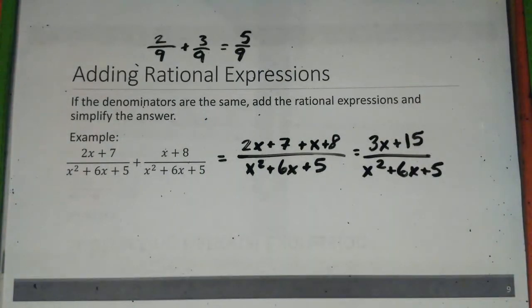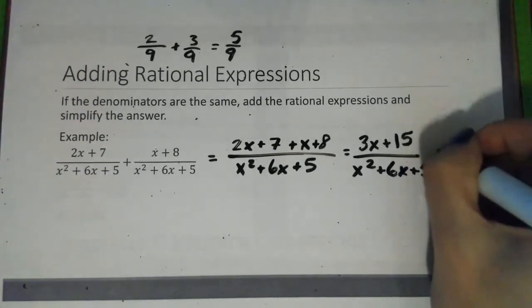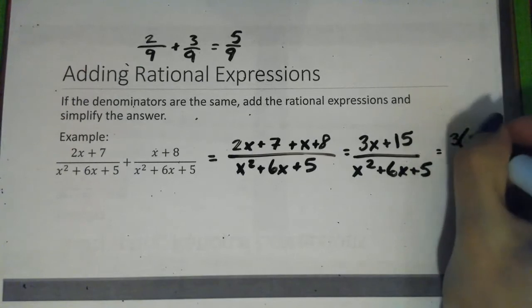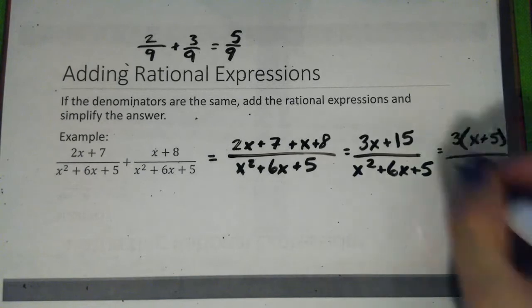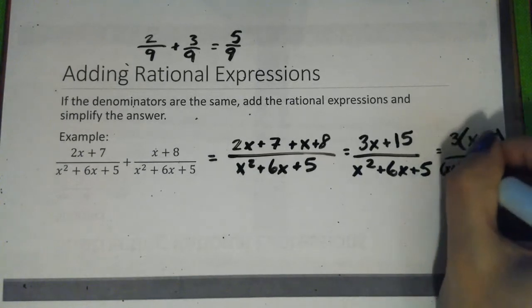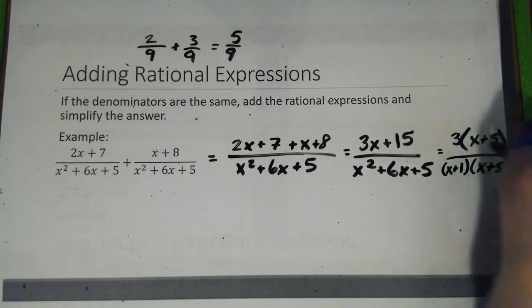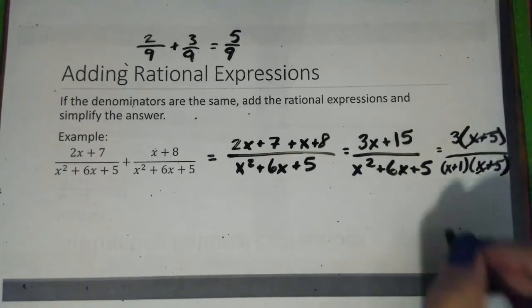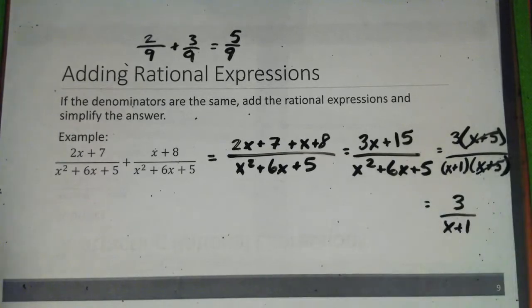But just like we do with other fractions, we need to see if this reduces. And to see if it reduces or simplifies, that means we have to factor it. So in my numerator, I can factor out a greatest common factor of 3, which leaves me with x plus 5. In my denominator, that factors into x plus 1 times x plus 5. And you'll notice I have those x plus 5s that divide out. This reduces to just 3 over x plus 1.